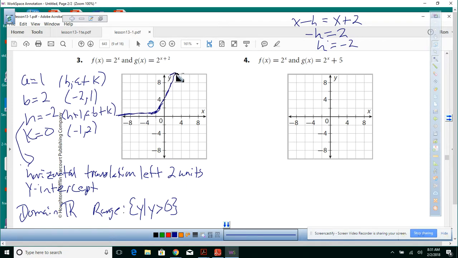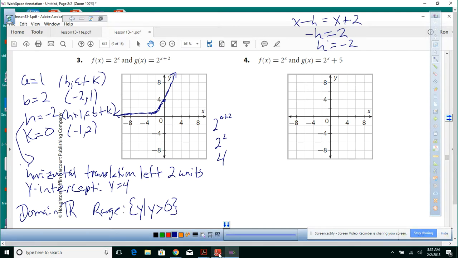And, you know, I'm not exactly sure where it's going to cross the y-axis just yet. So how can I figure that out? Well, x has to be 0, right? X has to be 0. So 0 plus 2, well, that's 2. So that's 2 squared, which is 4. And there it is. So y equals 4. That's the y-intercept.